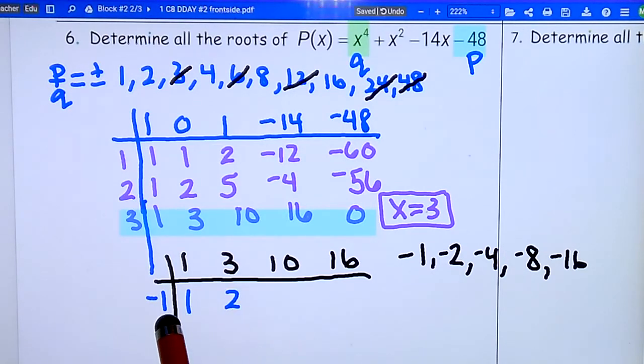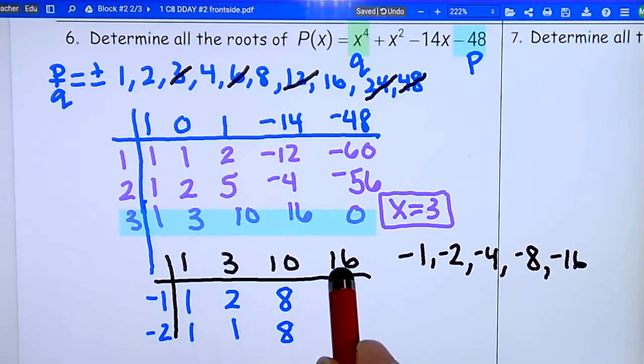2 times negative 1 is negative 2, add it to 10, 8. 8 times negative 1 is negative 8, add it to 16, 8. Okay, so let's try negative 2. Bring down my 1. 1 times negative 2, add it to 3, 1. 1 times negative 2, add it to 10, 8. 8 times negative 2, negative 16, add it to 16, 0.